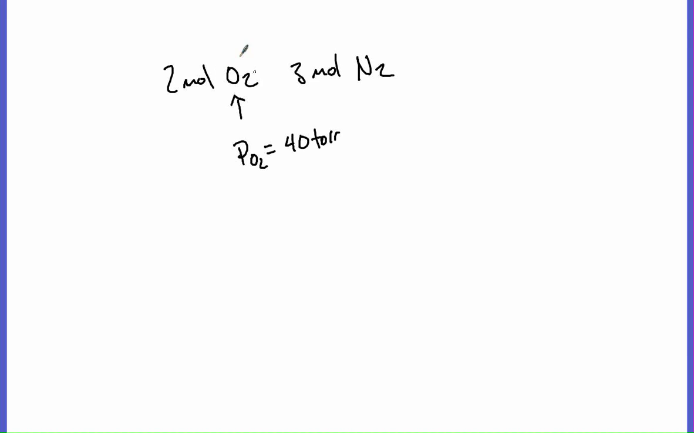So if the partial pressure for the oxygen was 40 torr, you could use the information given here to figure out what the total pressure is. You could use the information given here to figure out what pressure is attributed to the nitrogen as well. So if 2 moles out of the 5 moles total, that's the first thing you need to do, are oxygen, 2 out of 5, what's the total pressure in this system?